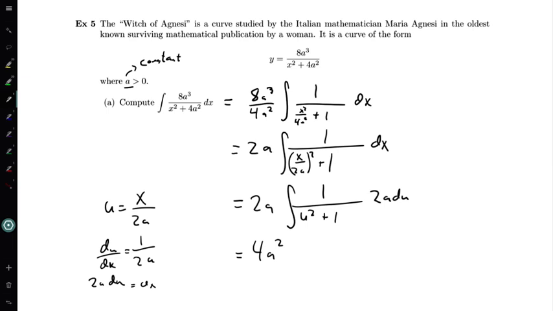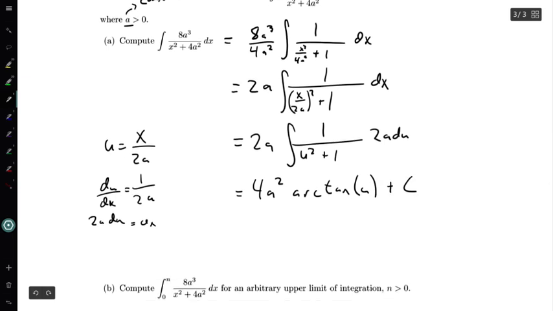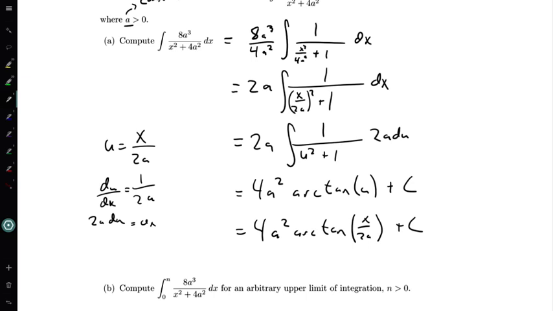And this integral is exactly arctangent, plus some constant c. Going back and replacing u by its expression in terms of x, this is going to work out to be 4a squared arctan of x over 2a plus c. Cool, so we have an antiderivative here.